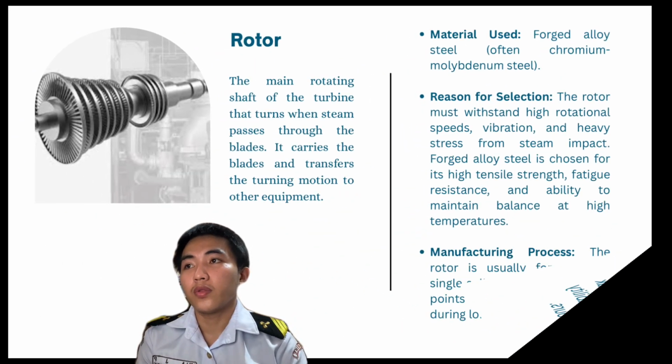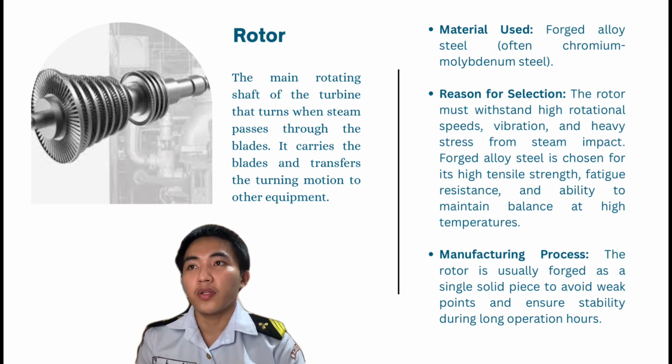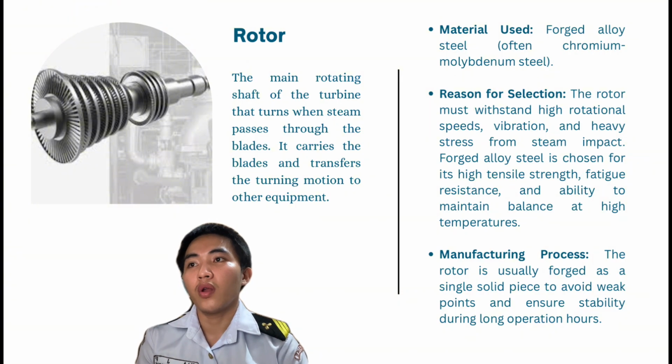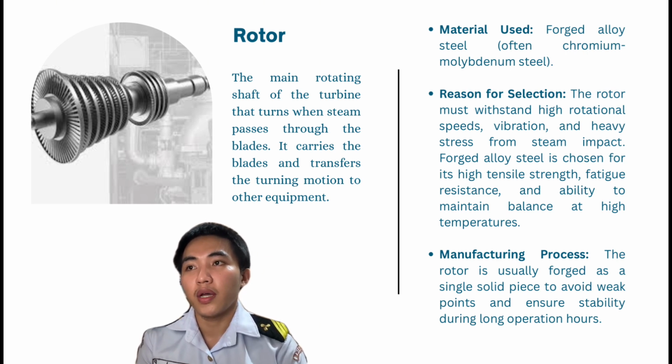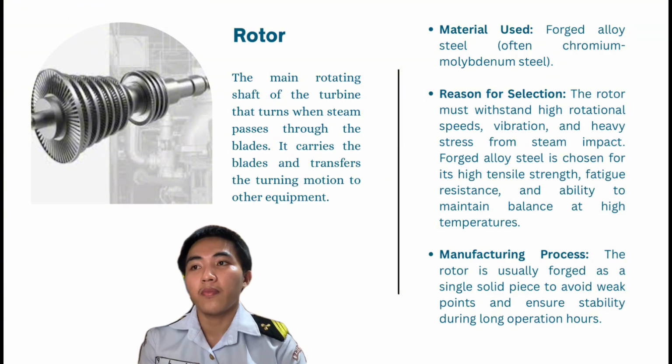Number 2, rotor. The main rotating shaft of the turbine that turns as steam passes through the blades. It carries the blades and transfers the turning motion to other equipment. Material used: forged alloy steel, often chromium molybdenum steel. Reason for selection: the rotor must withstand high rotational speeds, vibration, and heavy stress from steam impact. Forged alloy steel is chosen for its high tensile strength, fatigue resistance, and ability to maintain balance at high temperatures.